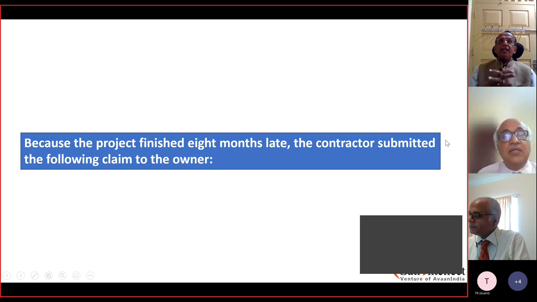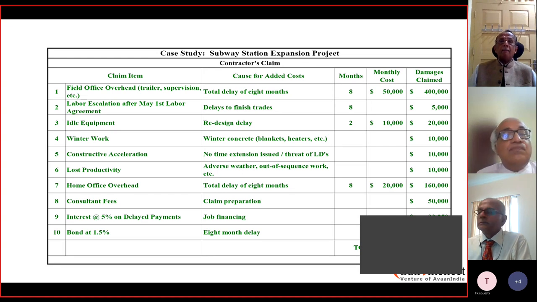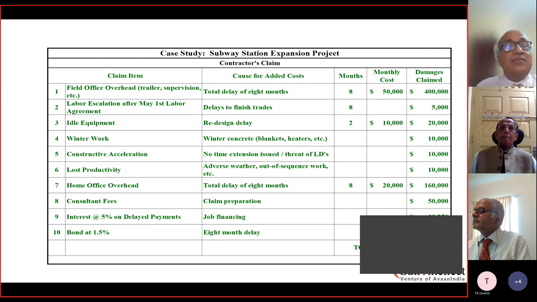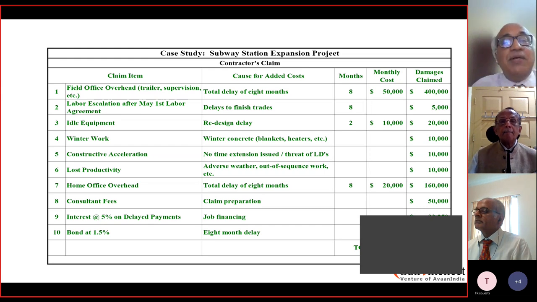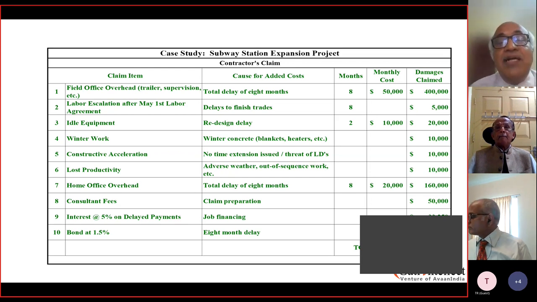Because the project finished 8 months late, the contractor submitted the following claim to the owner. The contractor has submitted a claim saying that since there is a delay of 8 months, I have a fixed overhead of my equipment as well as labor. I have $50,000 to be paid per month, which is $400,000. Then I have escalation after May 1st for all the labor due to the new agreement, which is $5,000. Then because of the redesign, for 2 months my equipment was idle and I had to continuously pay the higher charges. So that could be another $20,000.